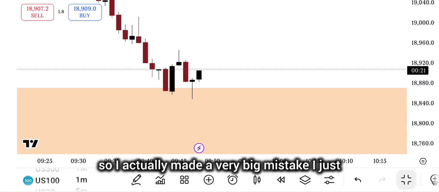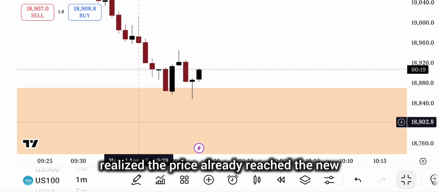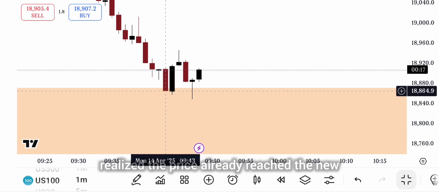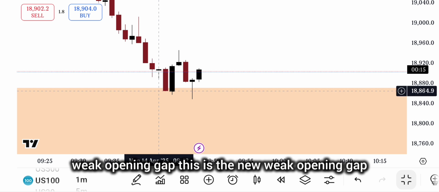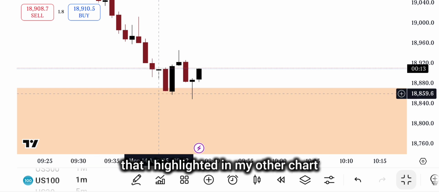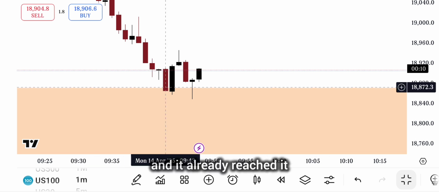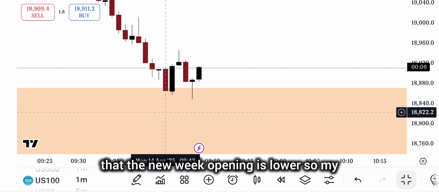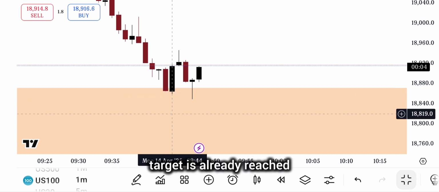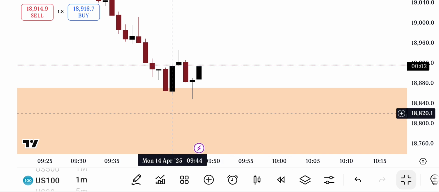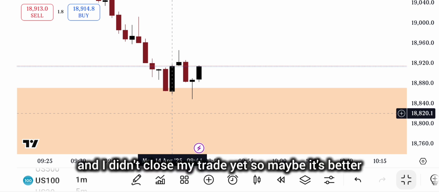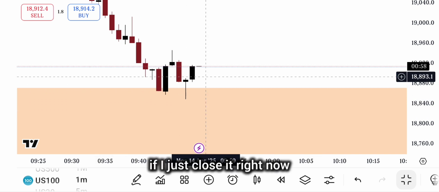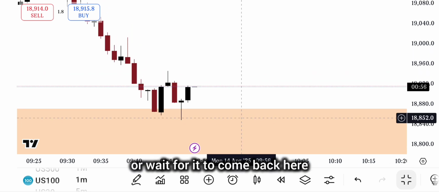So I actually made a very big mistake. I just realized the price already reached the new week opening gap. This is the new week opening gap that I highlighted in my other chart, and it already reached it. And I mistakenly thought that the new week opening gap is lower. So my target is already reached, and I didn't close my trade yet. So maybe it's better if I just close it right now or wait for it to come back here.